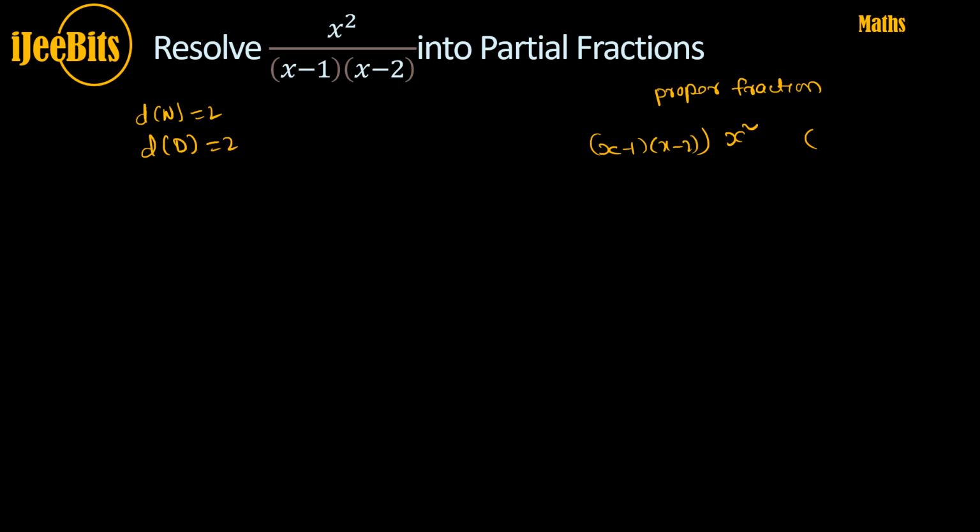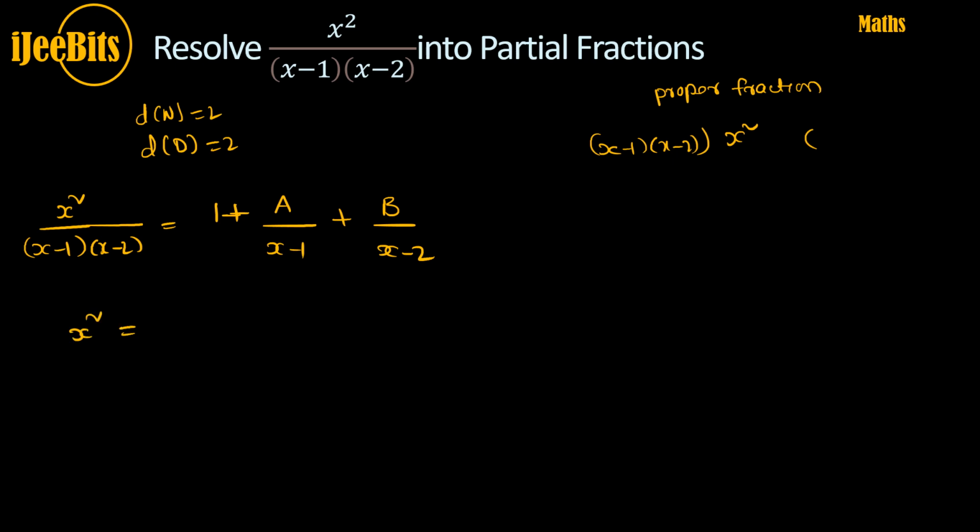One way to write this function, x squared divided by x minus 1 times x minus 2, is 1 plus a by x minus 1 plus b by x minus 2, right? This is an additional step that you have to follow. 1 plus, then obviously the degree will be reduced, and then you have to find, as in the previous step, a by x minus 1, b by x minus 2. So now we know how to solve this problem.